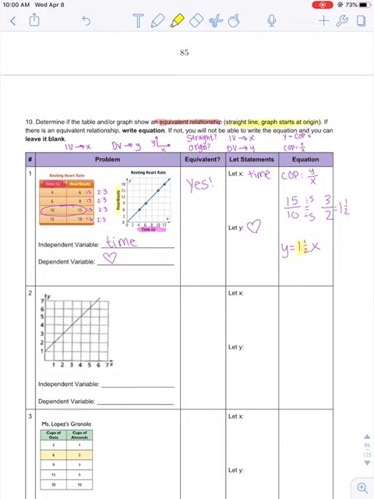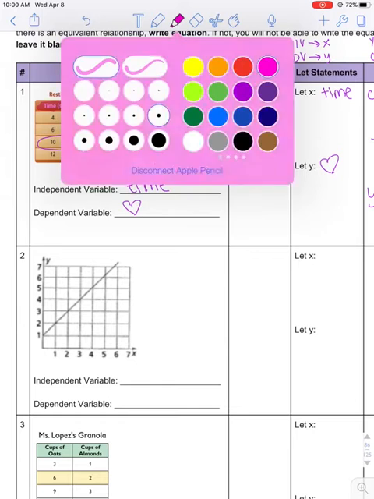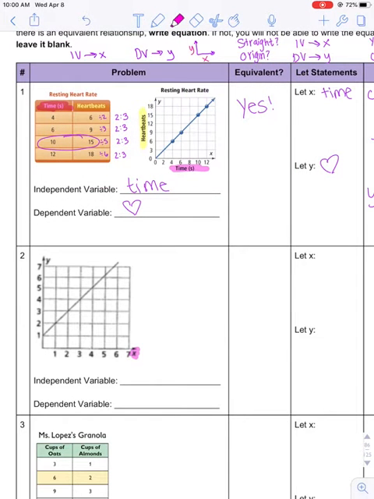See if you could do the second one. Pause the video, come back when you're ready to go over it. All right, hopefully you're ready to go over it. For the independent variable and the dependent variable, they haven't given us any labels. So the only thing I can say is that the independent variable is x, and the dependent variable is y. So that's all I can do. There's no other labels.